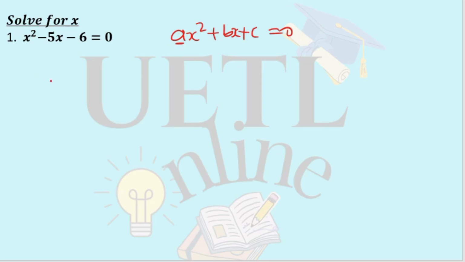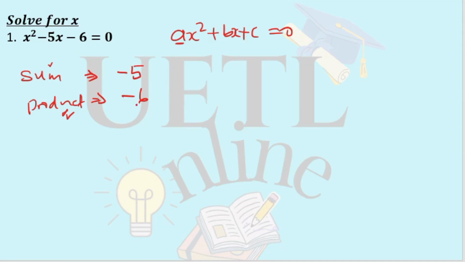The easy way is to write this. You write sum. This term b you write here, so it becomes minus 5. Then you write product. The c part is the product, so it becomes minus 6. Now you are finding the numbers which if you multiply you get minus 6, and if you add them you get minus 5.